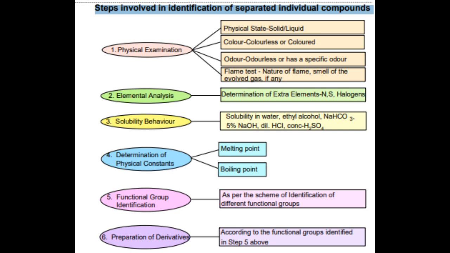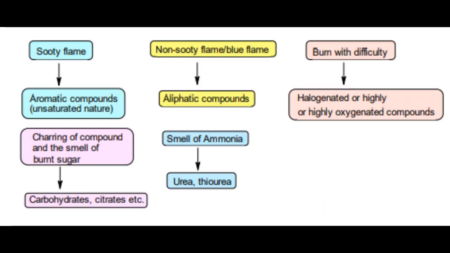D. Flame test, also known as ignition test, involves heating a small amount of the compound on a nickel spatula over a low flame. The color of the flame and the odor, if any, is observed, which indicates the following. Look at the screen. 1.4.2 Elemental analysis.